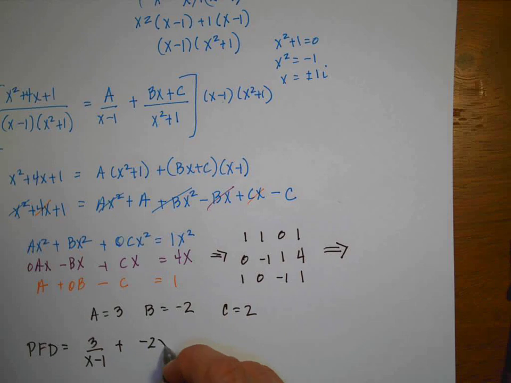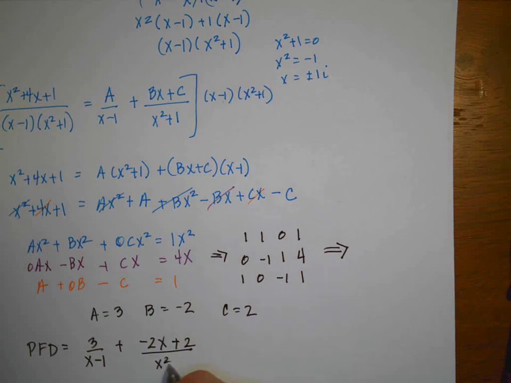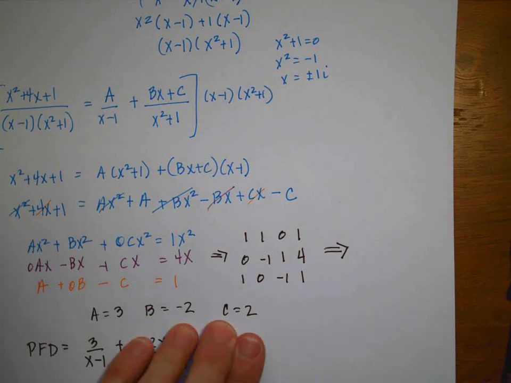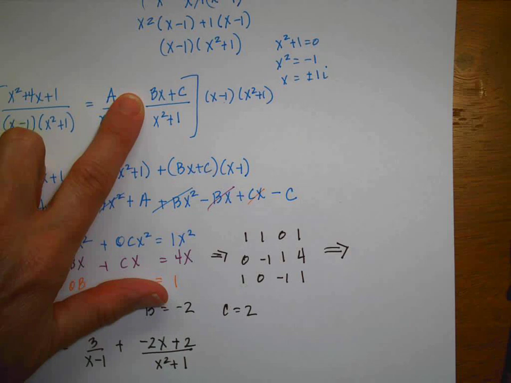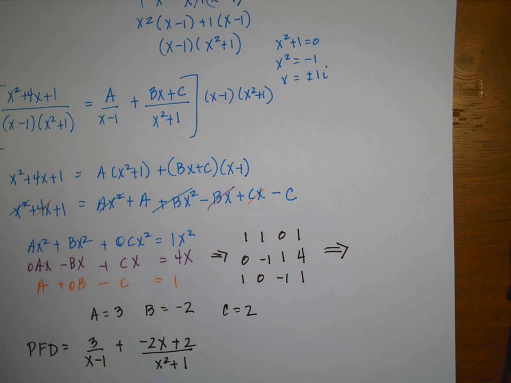I'm going to put the 3 over x minus 1, and then I'm going to have a negative 2 times x plus 2 over the x squared plus 1. And all I'm doing is taking the variables that I found and substituting back into the way that I set up my original PFD.